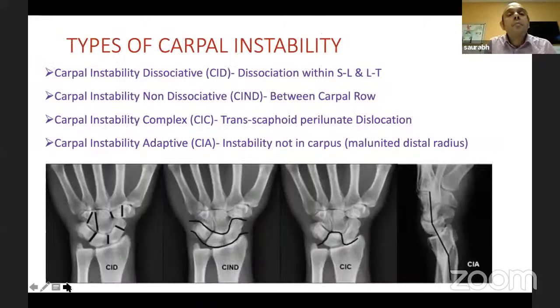So, carpal instability. There are four types that we need to know of. Dissociative, which is between the carpal bones, so scapholunate and lunotriquetral. Non-dissociative, which is between the carpal rows. Carpal instability complex, which involves lesser and greater arc, so your bone and ligaments, for example, transscaphoid perilunate. And carpal instability adaptive, which is the picture in the right-hand corner. This is not a true instability in the carpus itself. The carpus is adapting to something happening in the radius, and a very common example in our practices is a malunited distal radius fracture. So it is important to distinguish between the four.